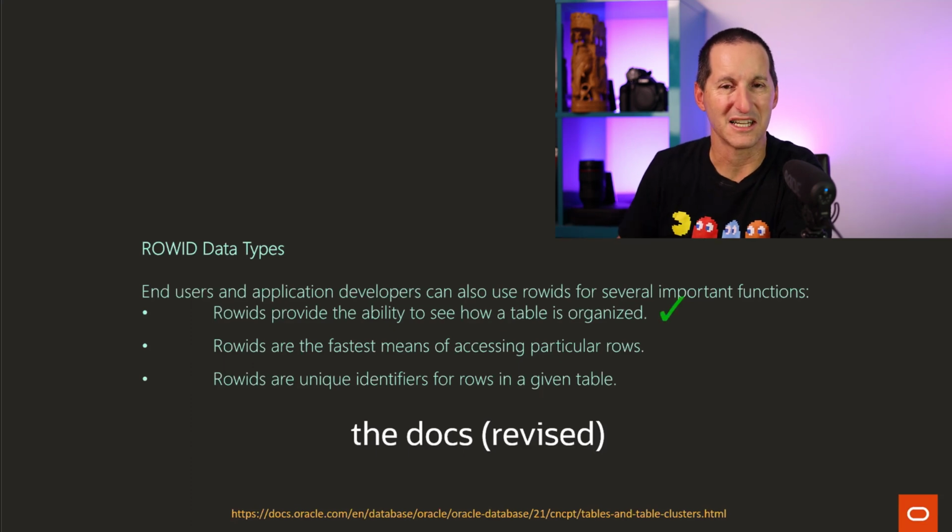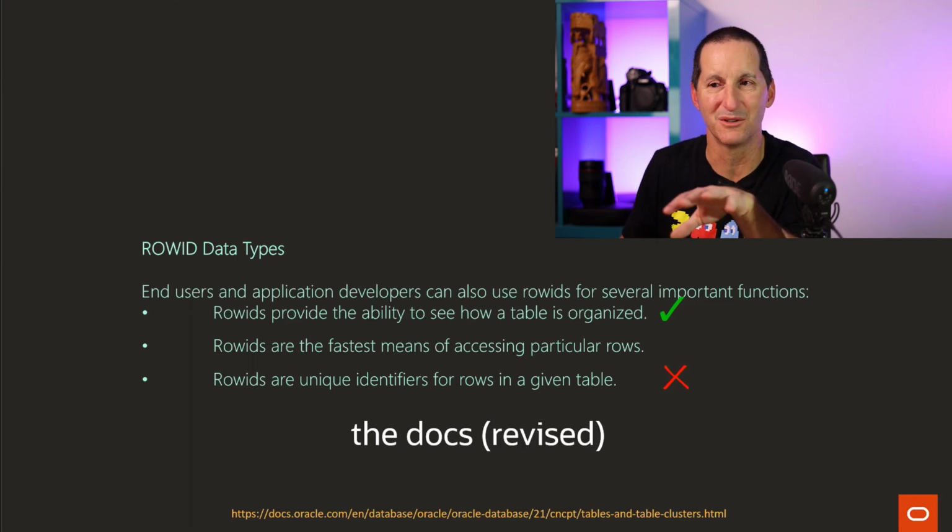Seeing how a table is organized? Yes, ROWIDs are good for that. Unique identifiers for rows in a given table? No, not true, because clusters have always had the ability to have the same ROWID point to multiple rows. So that's being removed.